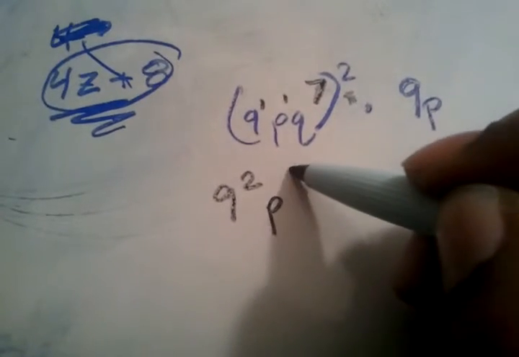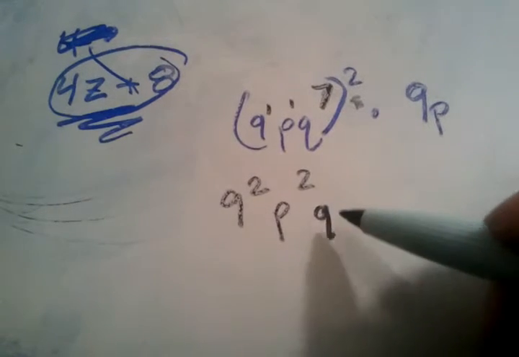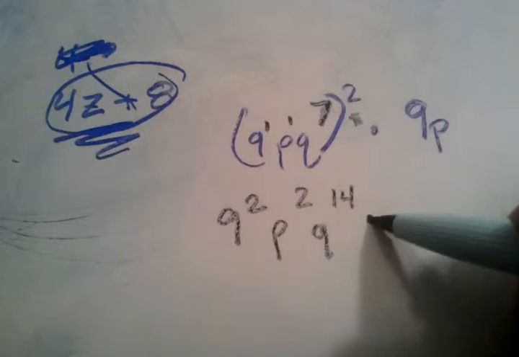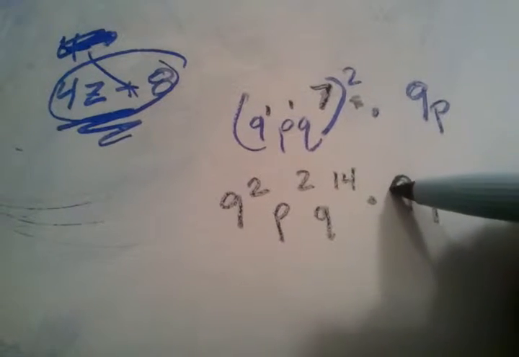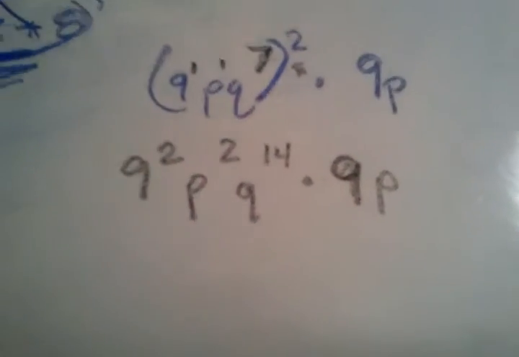So 9 to the 1 times 2 power becomes 9 squared. P to the 1 times 2 power becomes P squared. Q to the 7 times 2 power becomes Q to the 14th. All of that is going to be multiplied times 9P. So what do you do with that?